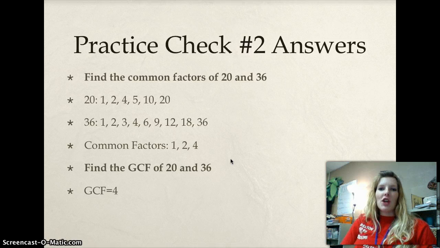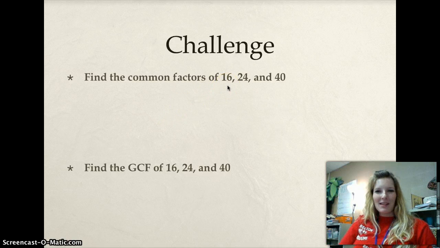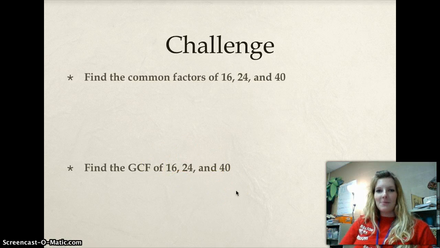And then for a challenge, if you would like to try to find the GCF and the common factors of 3 numbers, you can do it. First, you just need to find the factors of 16, 24, and 40. Then once you have those, tell me what the GCF is of all 3 of those numbers. Pause the video while you take some time to work this one.